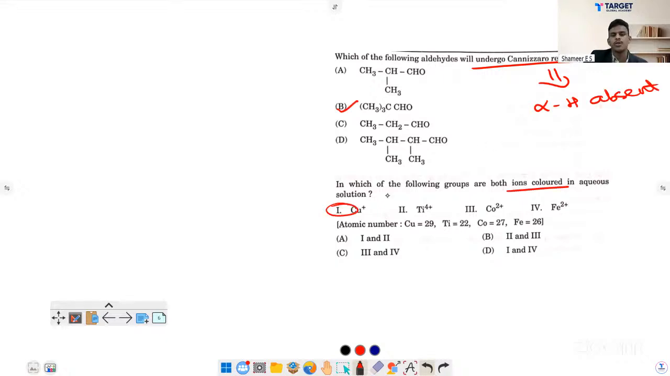D orbital, so it will not be colored. Titanium 4 plus, there are no electrons in titanium 4 plus. This is not colored. The answer is cobalt 2 plus and Fe 2 plus. Both contain unpaired electrons, so they are colored. So 3 and 4, C is the answer. Colored means unpaired electrons are present.